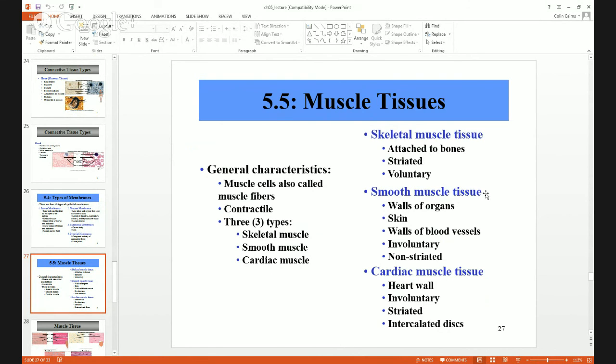Smooth muscle tissue, on the other hand, is involuntary. You can find it in the walls of organs, in the skin, the walls of blood vessels, and it's non-striated. Cardiac muscle tissue is found only in the heart wall and other parts of the cardiovascular system. The heart wall mainly. It's involuntary. It's striated, and it has intercalated discs.